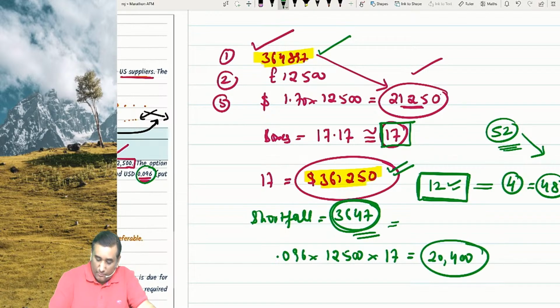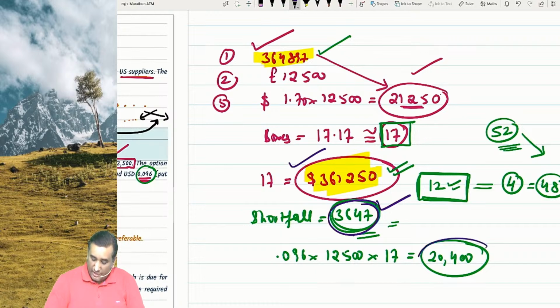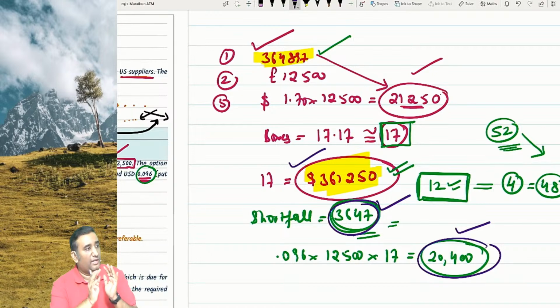1,400. Now basically I need to find out the costing: for 361,250, how much pound was spent? For 3647, how much pound was spent? For 20,400, how much pound? That is my pound cost. How will we do it? Again, I am reading the sentences.